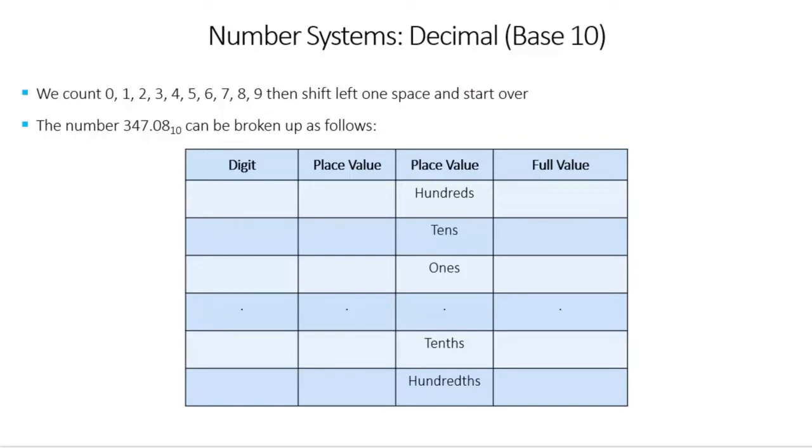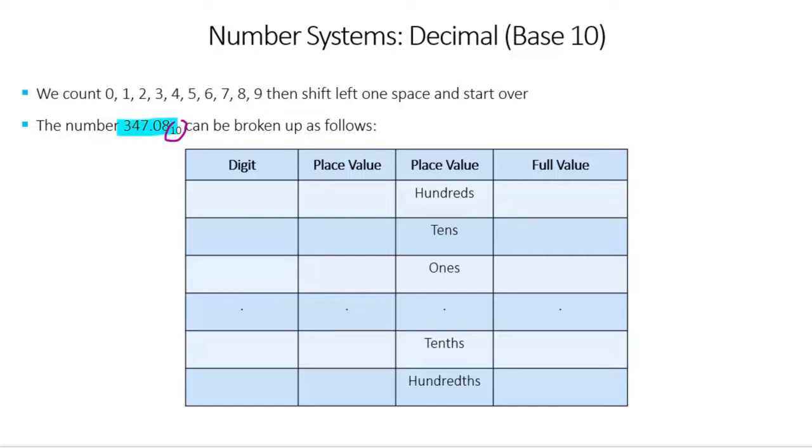So if we know how to count in base 10, then we can deconstruct a number that we're given. Kind of do the opposite. We're given the number and asked what it represents. Here we're looking at the number 347.08, and you'll notice there's a small subscript of 10 here to tell us definitively that we're working in the decimal system, the base 10 system.